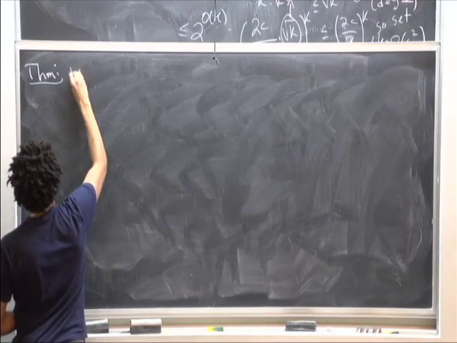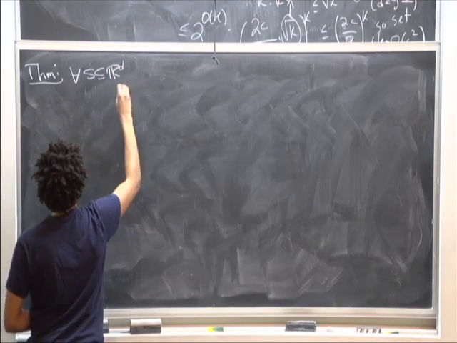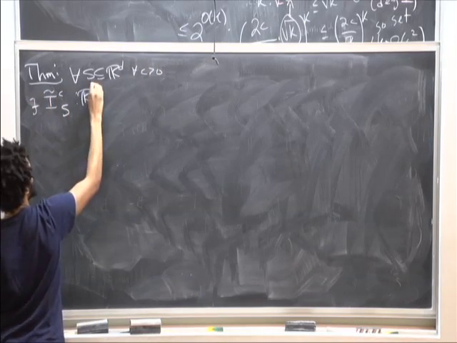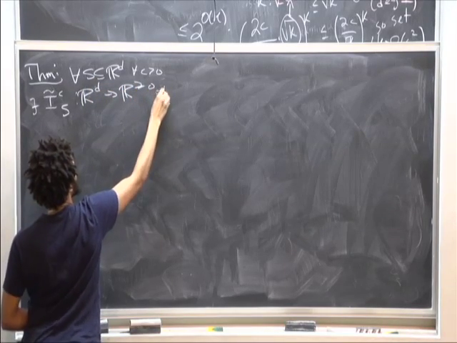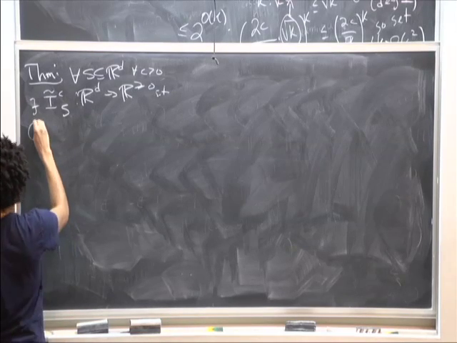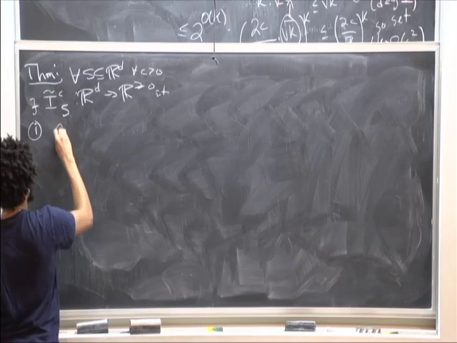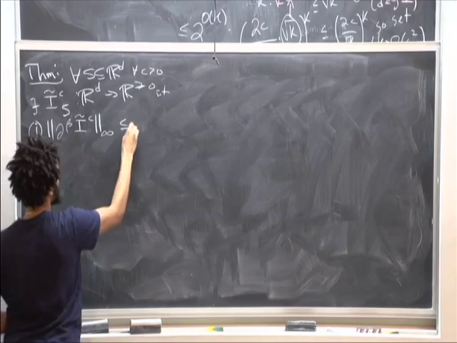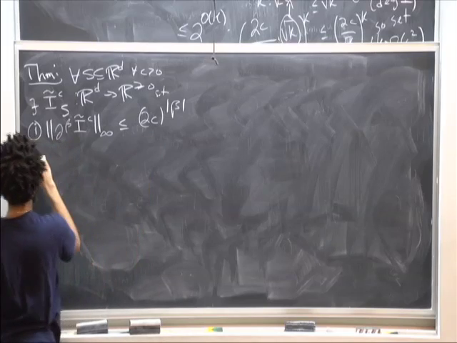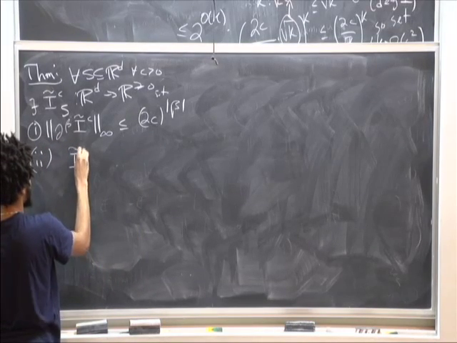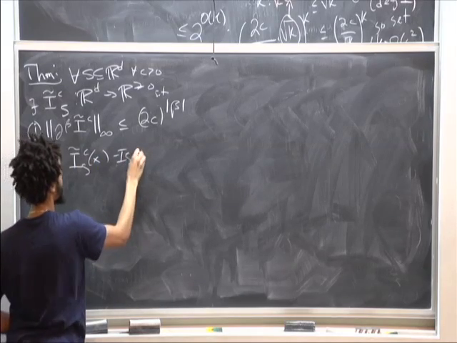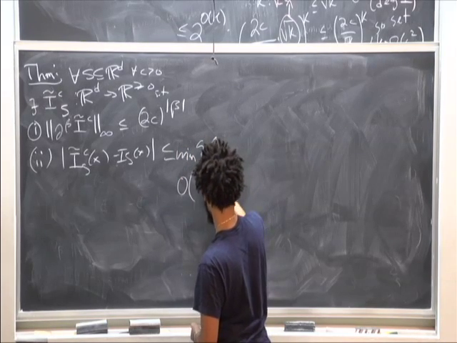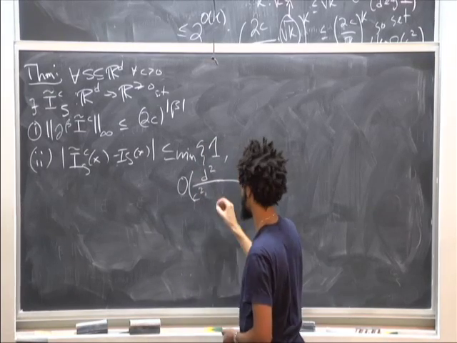For all s in R^d, and for all c greater than 0, there exists a function I tilde c,s mapping R^d into non-negative reals, such that, one, the beta partial derivative is at most 2c to the beta, and two, I tilde c of x minus I s of x is at most the min of 1 and O of d squared over c squared times the Euclidean distance to the boundary squared.